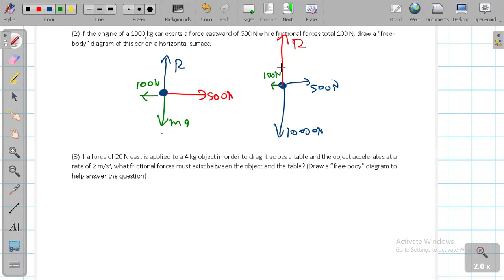Some of these students, they don't understand this scenario. Just ask me if you don't understand why I drew different sizes of arrows. If you don't understand, just drop a message quickly.